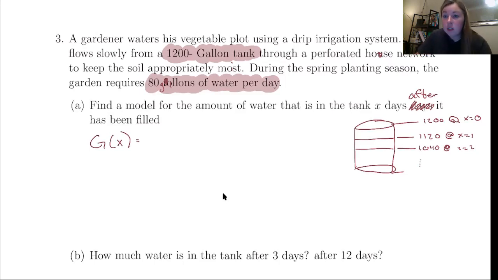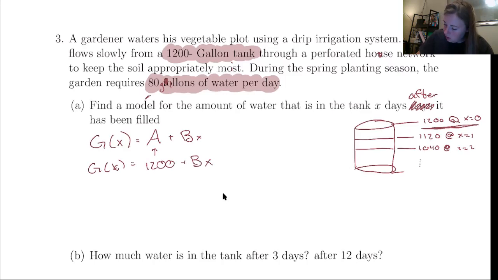We've only been dealing with linear models, right? So A plus BX. Well, at time 0, our initial value, what's that going to be? It's going to be that 1,200 right there. So I'm going to have G of X equals 1,200 plus B of X. Now it's going to require that I use 80 gallons per day.